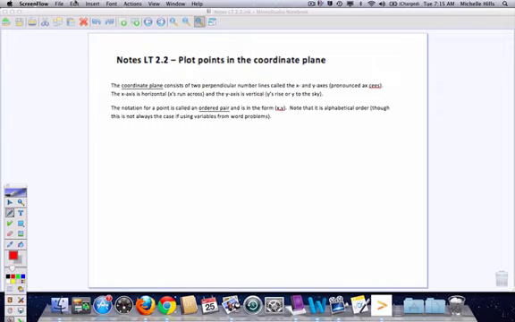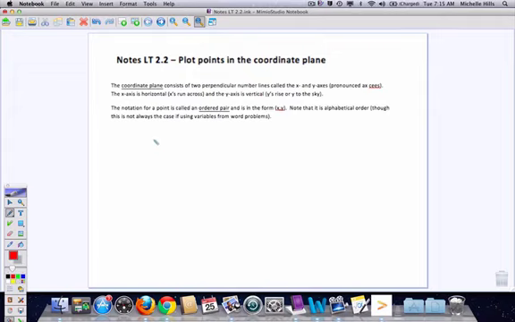So when they talk about the coordinate plane, it says it's two perpendicular number lines called axes. Now the singular is axis. So we have the x-axis, the y-axis. The plural then, together they are axes.